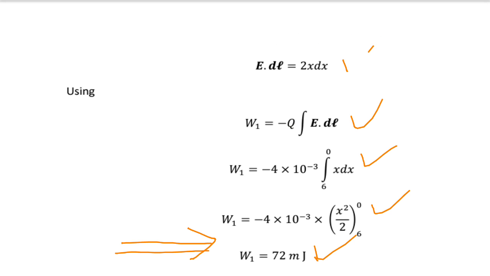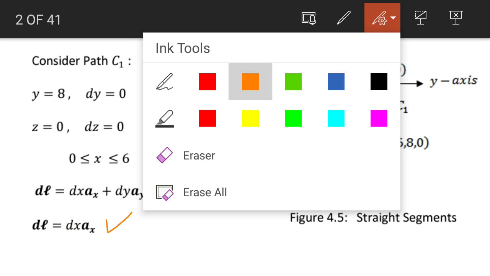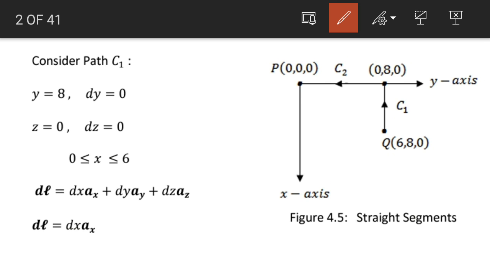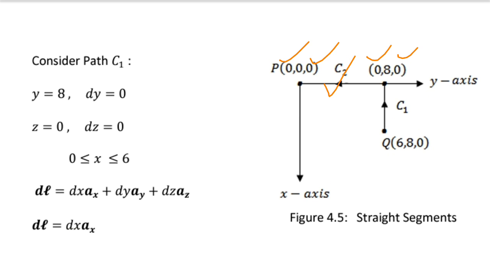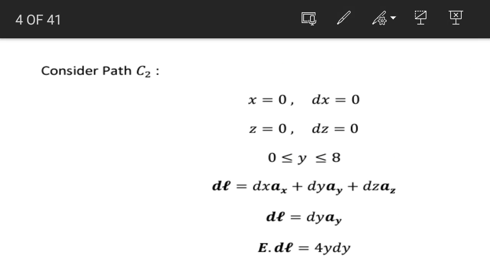Now we consider the second straight segment, which is C2. If you consider C2, x is 0 along C2. Similarly, z is 0 along C2. Only y is changing from 8 to 0, right? x is 0 along C2, z is 0 along C2, and only y is changing.